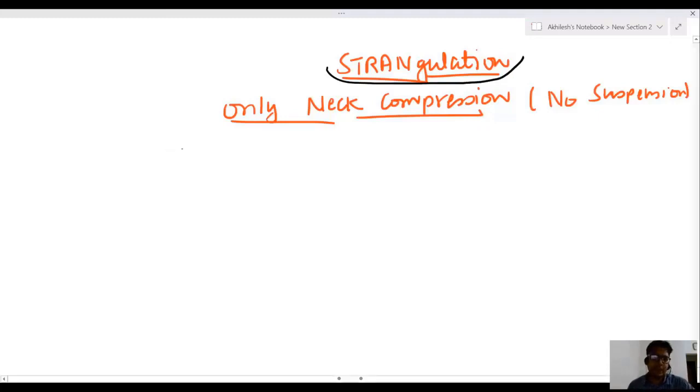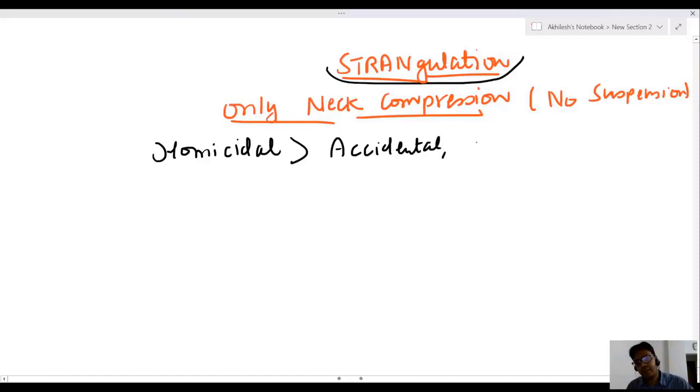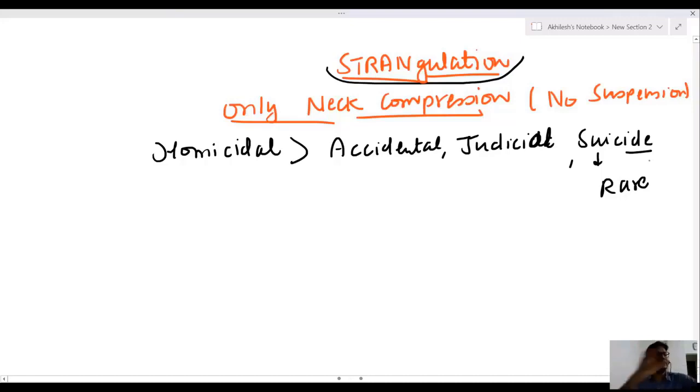So mostly strangulations are homicidal. Generally, if you are compressing the neck and there is no suspension, it means you are killing. Homicidal, may be accidental, may be judicial, but suicidal is very rare. You cannot commit suicide by this method. It is mostly homicidal, maybe accidental.